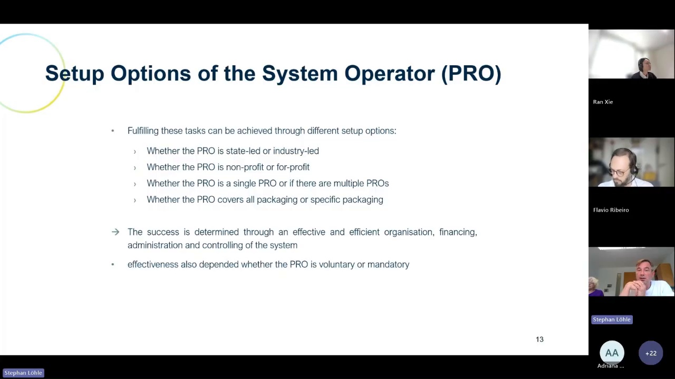Then it is a decision whether the producer responsibility organization is a state-led one or an industry-led one by the private industry, who is also the obliged industry. Then it's the question of whether it's a non-profit entity, as shown before, or a for-profit entity. Then we have the possibility to have just one single PRO dealing with all packaging and related packaging waste, or to have multiple PROs in different shapes. It's also a question of whether a PRO only covers specific packaging, for instance just paper packaging, or all types of packaging and packaging material. And this is more or less the first decision to take when implementing the EPR system.